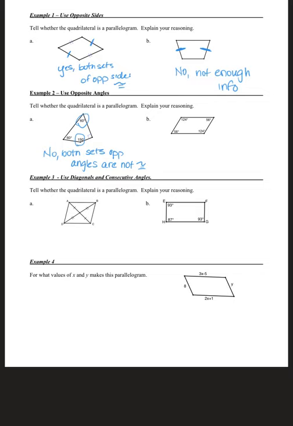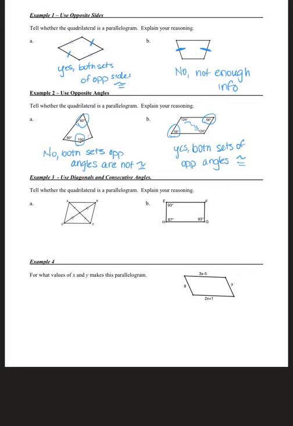Now, when you look at part B, though, and I look at the opposite angles, well, those match, and I look at these angles and those match, so this one is a yes because both sets of opposite angles are congruent. All right, so you just put your yes or no and then what property you used. Okay, looking at example 3.